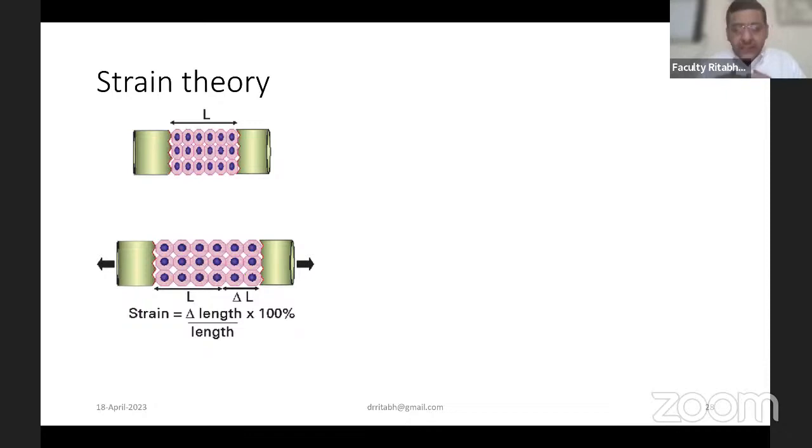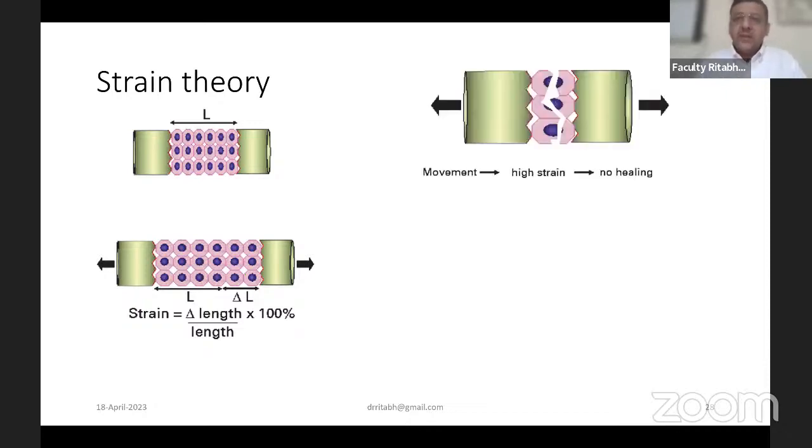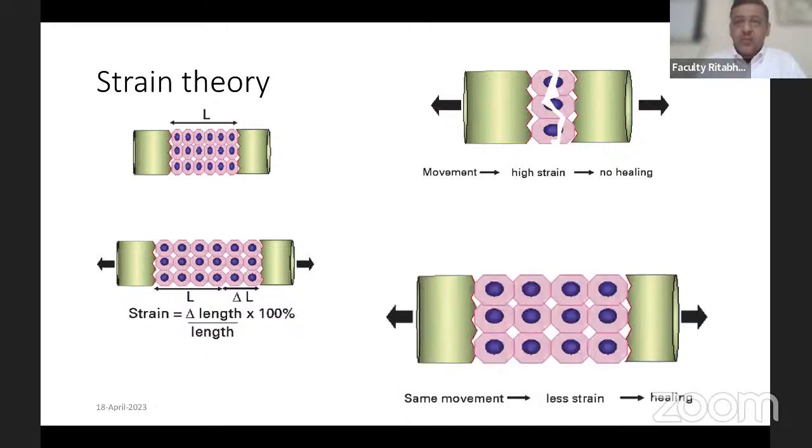So let us take two examples. This is a 1 cell thick gap between the two broken ends. And this is a 4 cell thick gap between the two broken ends. So if we calculate the strain at the 4 cell thick layer, if on stretching the fracture gap has increased by 1, so 1 upon 4, the strain is effectively 25%.